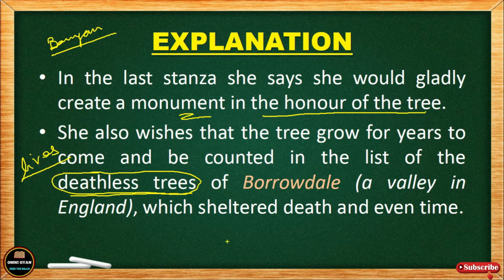The poet says that she wants the Casuarina tree also to be included in the list of the deathless trees. Trees of Borrowdale. Borrowdale is a valley in England, as I told you. Wordsworth has also written many poems set in Borrowdale. यहाँ ये जो Borrowdale है, यहाँ पे कई सारे ऐसे पेड़ पाए जाते हैं जो कि बहुत लंबे समय के लिए जीवित हैं, जिंदा हैं. Okay, the trees have not died actually.